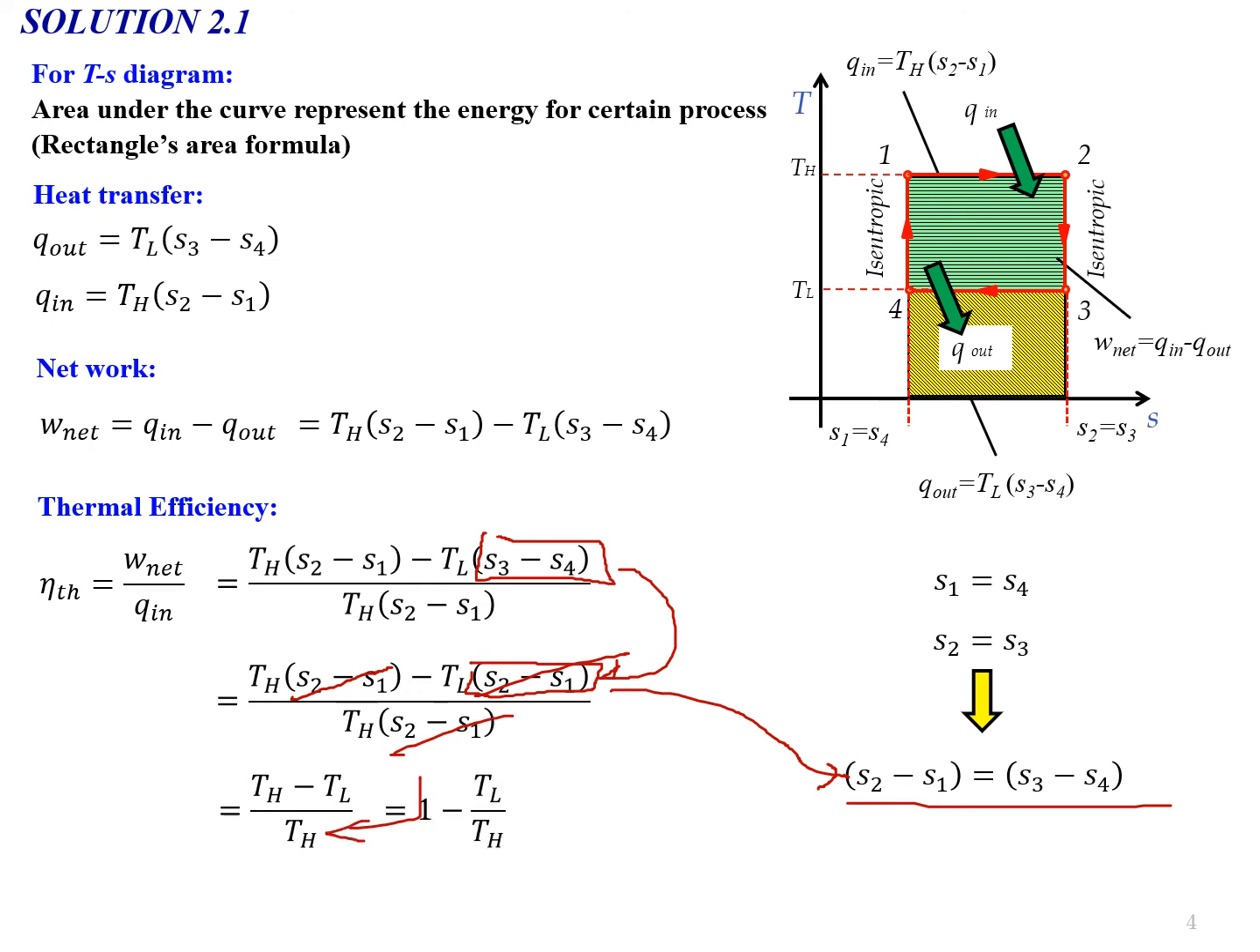From this equation, we can rearrange, and it is found to be 1 minus TL divided by TH, and this is the thermal efficiency of the Carnot cycle.